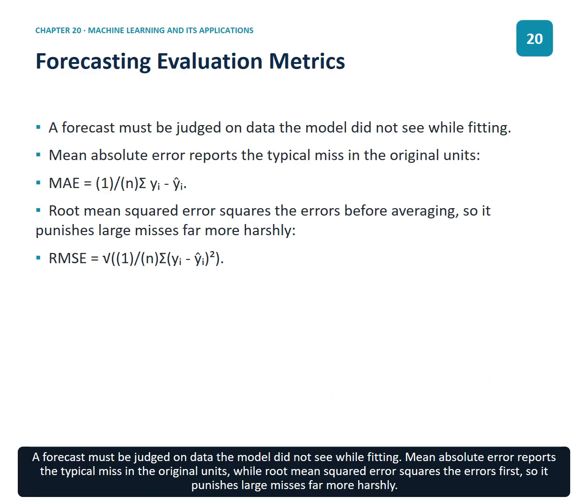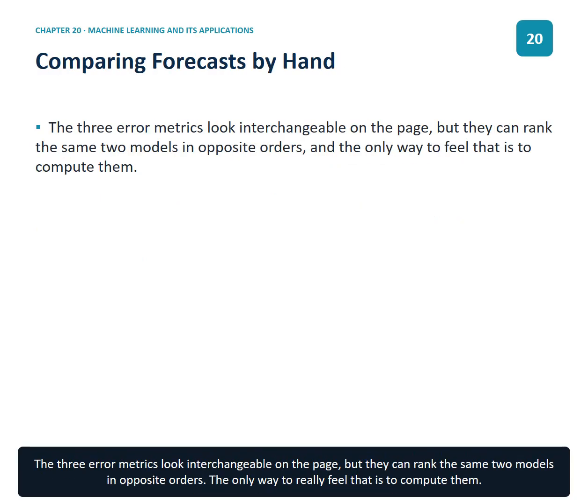A forecast must be judged on data the model did not see while fitting. Mean absolute error reports the typical miss in the original units, while root mean squared error squares the errors first, so it punishes large misses far more harshly. The three error metrics look interchangeable on the page, but they can rank the same two models in opposite orders. The only way to really feel that is to compute them.